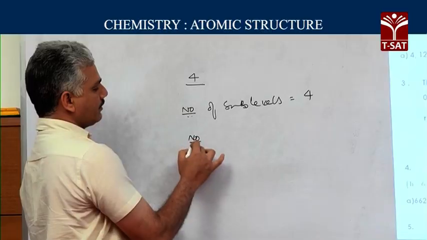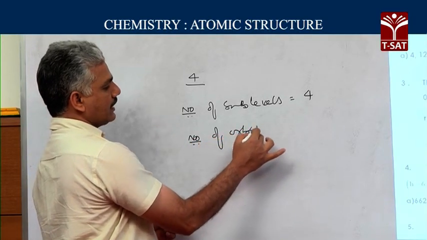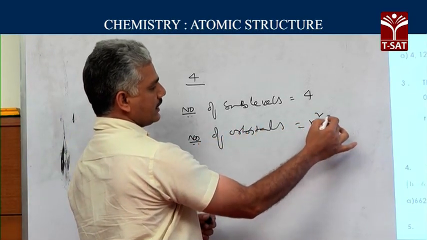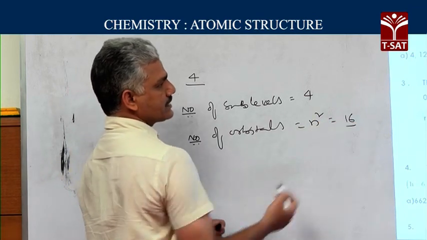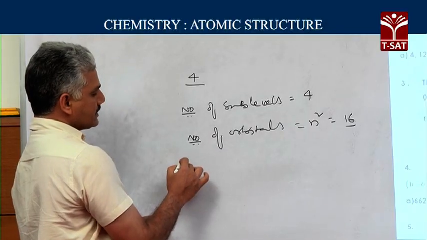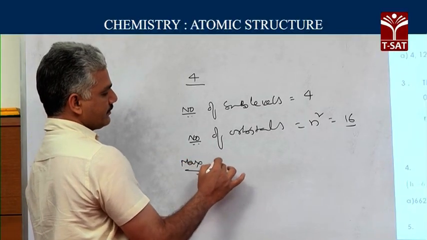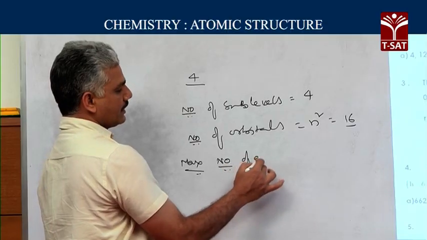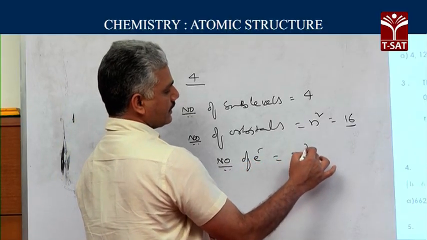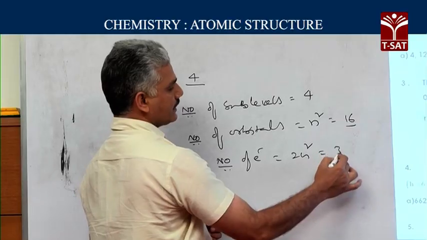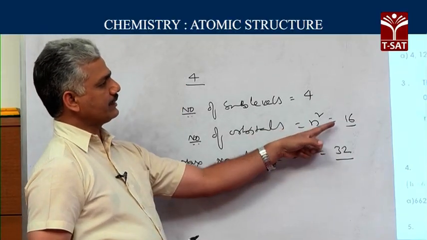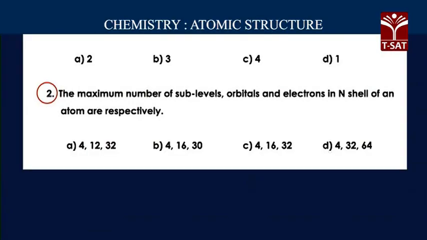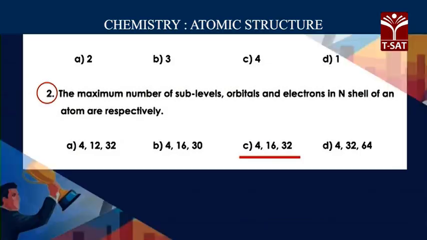Then number of orbitals can be calculated by using the relation n square. When n is equal to 4, n square value is 16, and maximum number of electrons that can be accommodated is equal to 2n square. So, that comes out to 32. So, correct option is 4, 16, 32, which is present in C. So, for this question, correct answer is C.